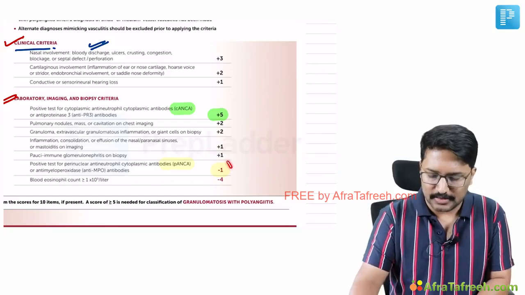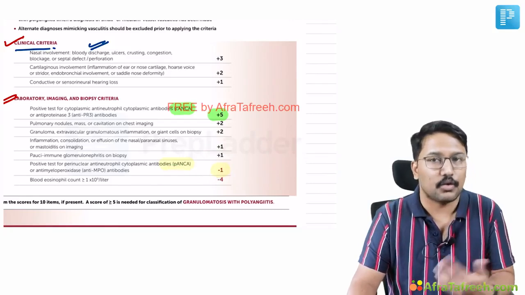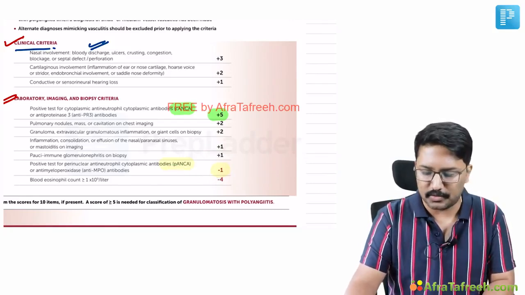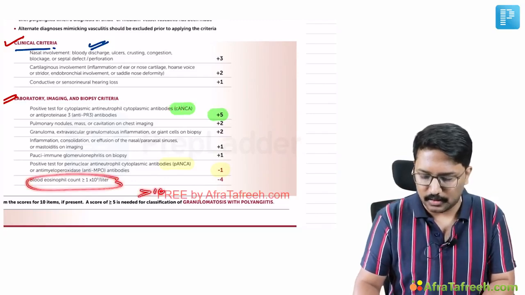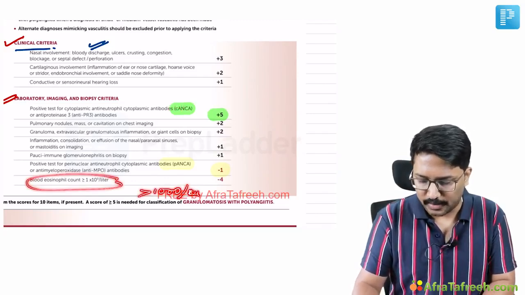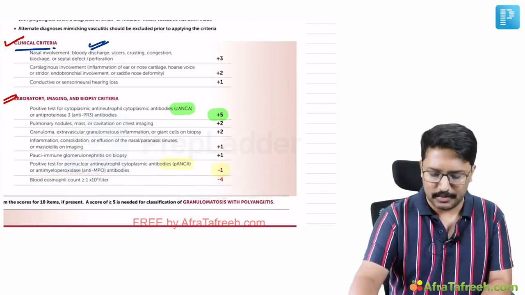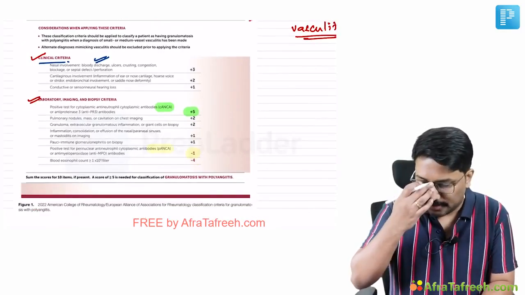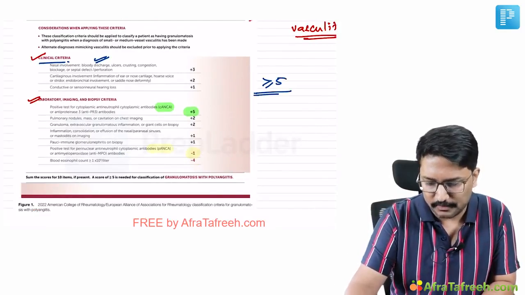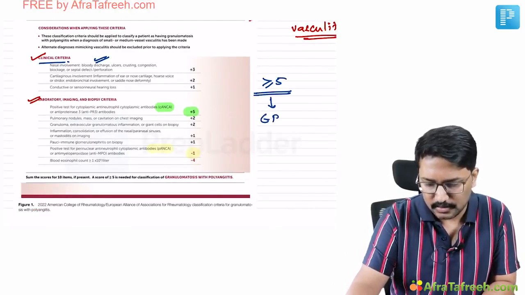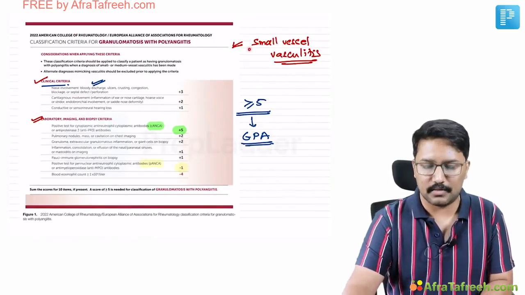Then the negative points, as I've already told you, are given for P-ANCA positivity, which is not routinely seen in patients with GPA. Only 20% of patients with GPA will have that. And if there is eosinophilia, eosinophil count more than 1000 per cubic microliter, in that case we will be giving a massive negative score of -4, right? Now all these parameters, there are 10 parameters. If the sum score is more than or equal to 5, we can classify the case as granulomatosis with polyangiitis. Okay, clear? So this is the classification criteria that we know.